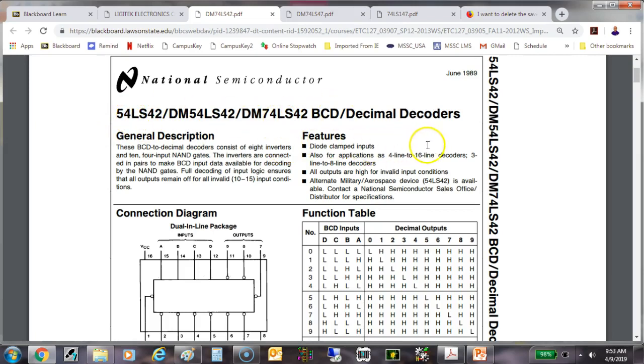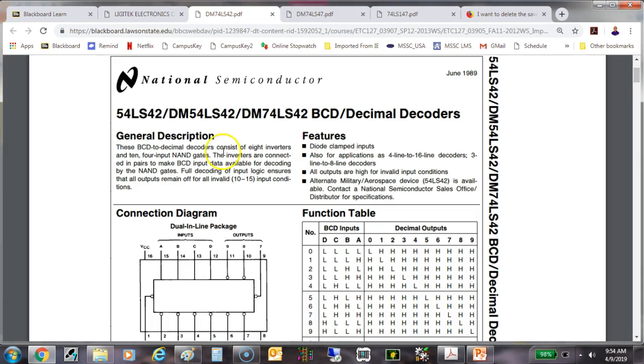Once we look at the data sheet, we'll notice that it says it's a decimal decoder. Some people call it a 4 to 10 decoder. Some people call it a decimal to BCD decoder. But it doesn't actually give us BCD. What it's going to do is give us a decimal number, an indication of what binary input we put on it, which would be BCD.